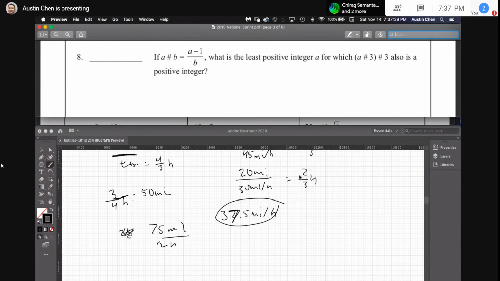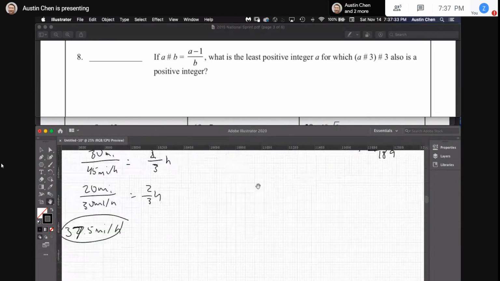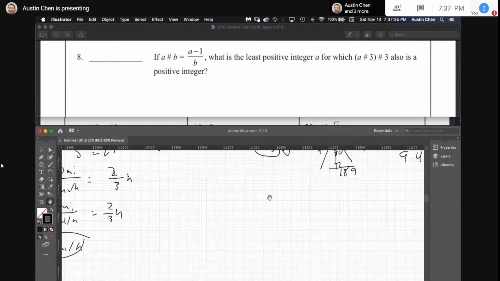All right, if A sharp B equals A minus 1 over B, what is the least positive integer A for which A sharp 3 also is a positive integer? Okay, we should just try plugging this A sharp 3 into there. So A sharp 3, by looking at that, is going to be equal to A minus 1 over 3, right?